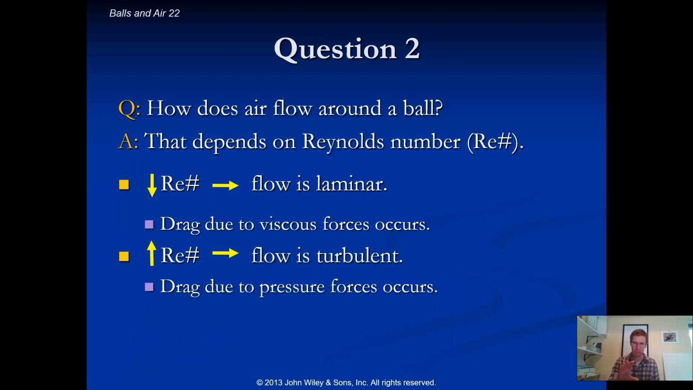And so if you have laminar flow, you have smooth flow over the ball, all you'll have is friction with the air, much less overall drag force. As your Reynolds number increases, as your object starts to move faster, turbulence will ensue behind your object, and you will get pressure differences, which generate pressure drag, which ends up being a lot more.